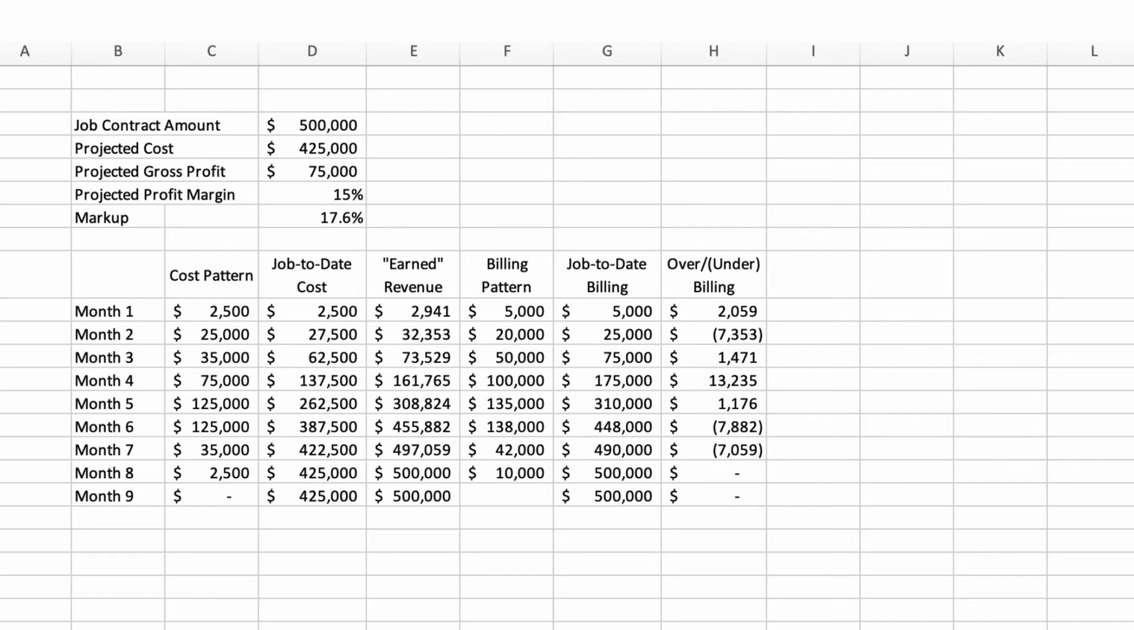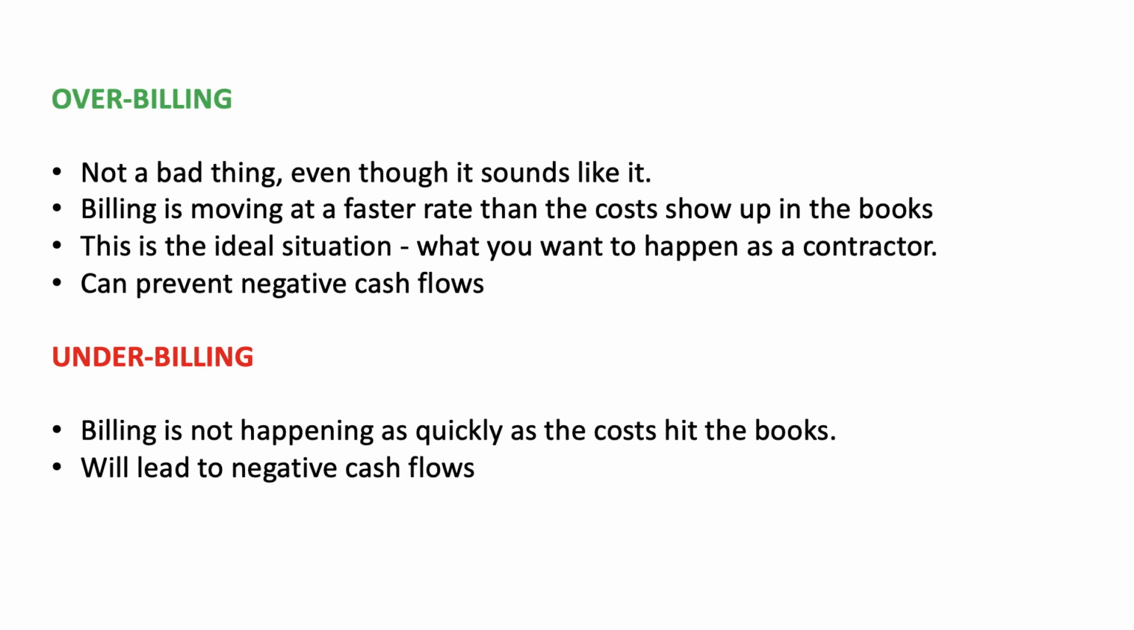Let me pause a minute and explain something. We use the term overbilling a lot in construction. That phrase sounds like a bad thing, but it is not. This just means that you are billing at a rate faster than what your accounting system shows for cost.